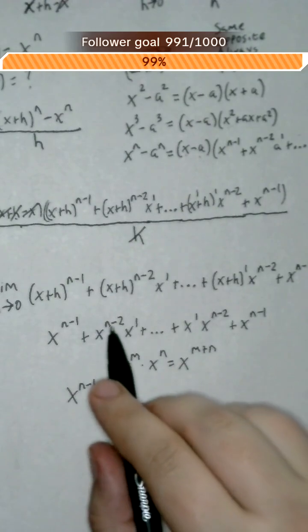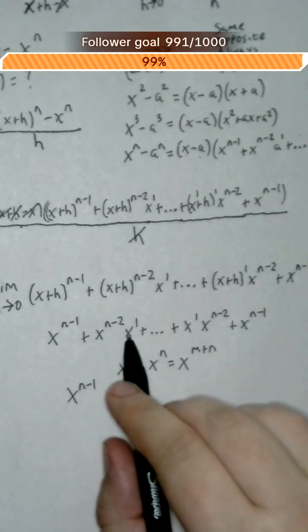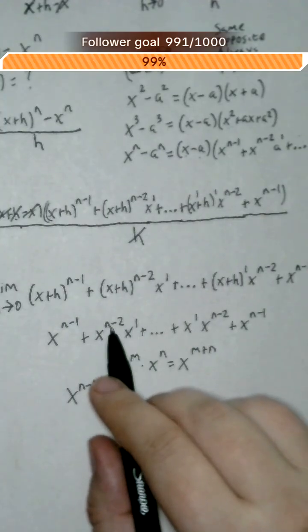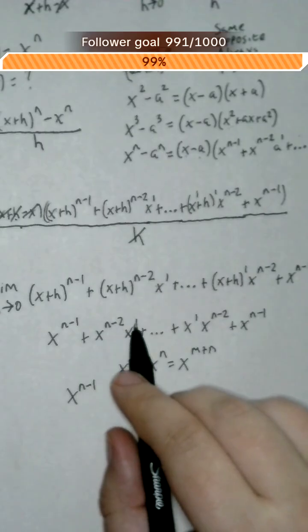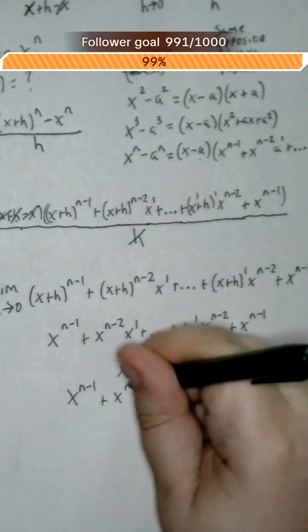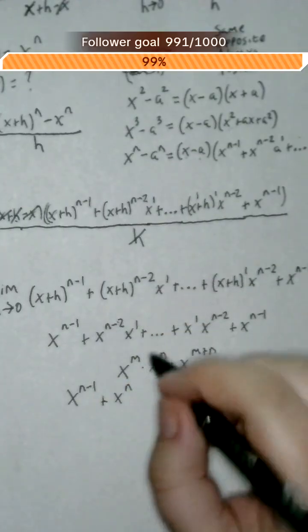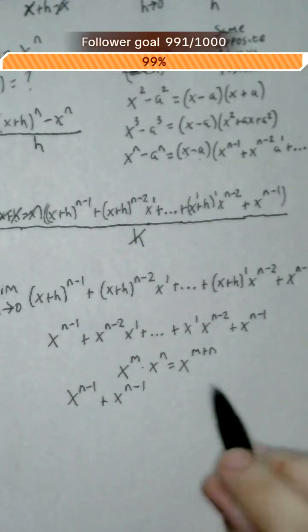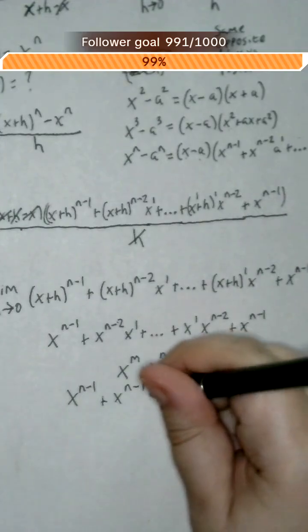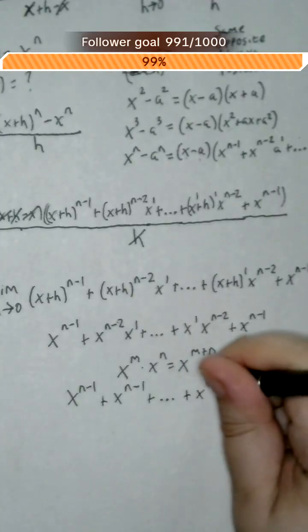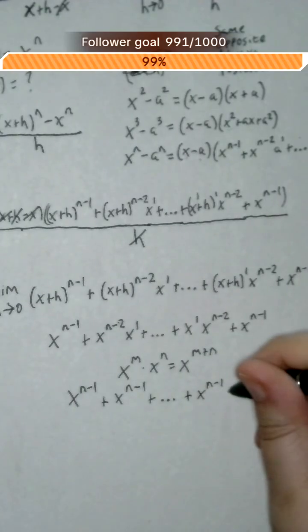So now I have x to the n minus 2 times x to the first. So that means I have x to the n minus 2 plus 1. So the n stays where it is. Negative 2 plus 1 gives me negative 1. And what ends up happening is that I have all of these x to the n minus 1s.